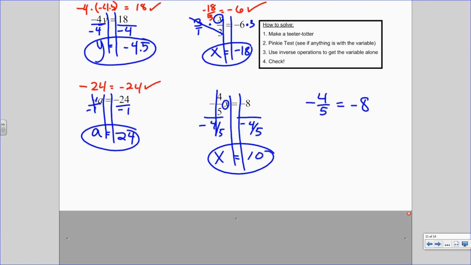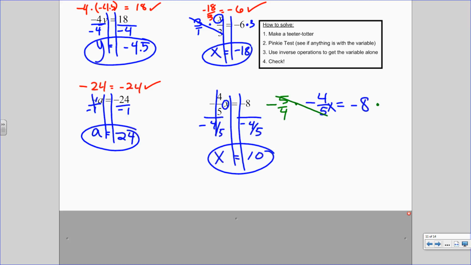Now the other way to get rid of it when you're dealing with fractions is, whoops, forgot my x here, you can multiply by its reciprocal. To get rid of a fraction, you multiply by its reciprocal, which in this case would be negative 5/4. So reciprocal is just a fraction flipped over.